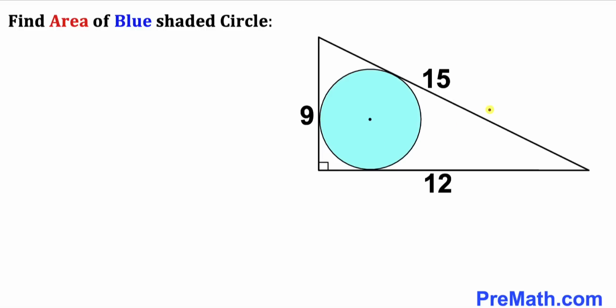We have this blue circle inscribed in a right triangle, as you can see in this diagram, whose dimensions are 9, 12, and 15. And now we are going to calculate the area of this blue shaded circle.